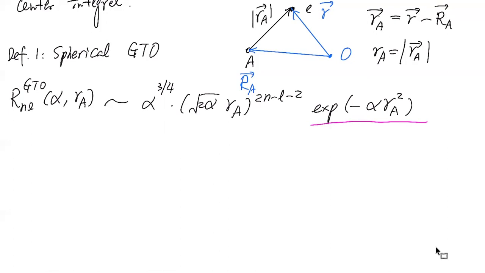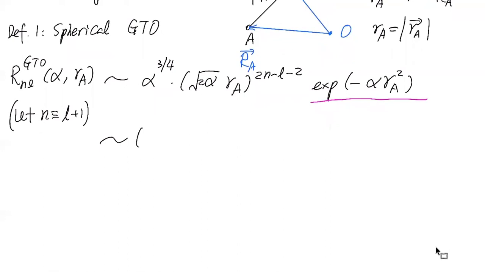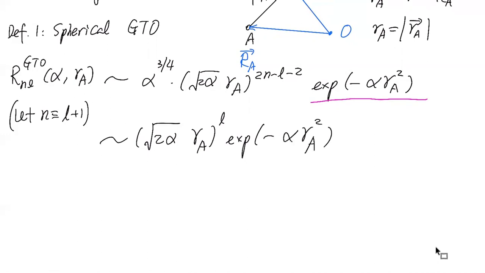So if you let n be equal to L plus 1, then this Gaussian function can be further written as square root 2 alpha, RA to the L's power, exponential negative alpha RA squared. Okay. So this is one of the definitions. This is the so-called spherical definition because you are using R as the variable here.